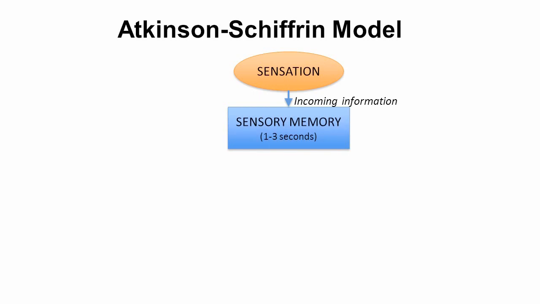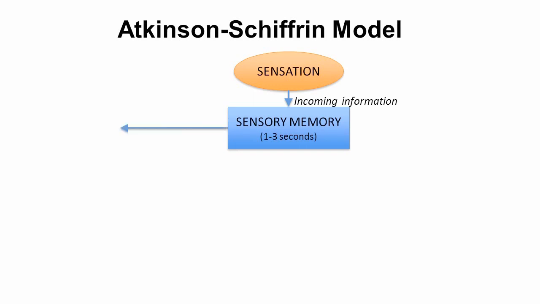Now, the most popular model of memory out there is called the Atkinson-Schiffrin three-stage memory model. And here's what it looks like. So incoming sensory information, sensory stimuli from the environment, first it's held in that sensory memory for just a few seconds. Now, depending on which sensory system we're talking about, it'll be held for a little bit longer or a little bit less, but it's usually only a couple seconds.